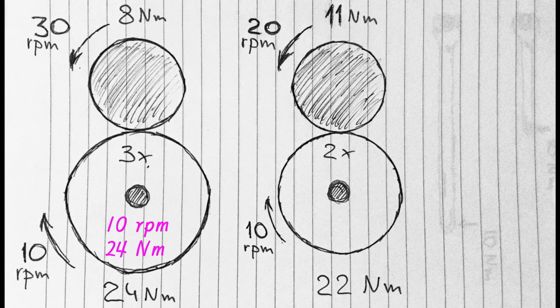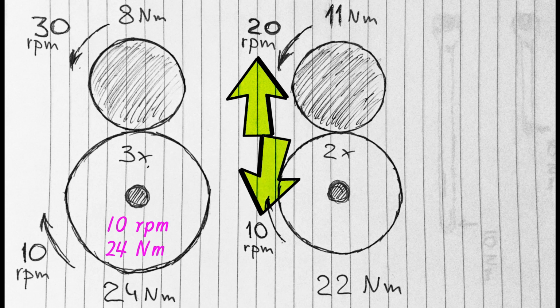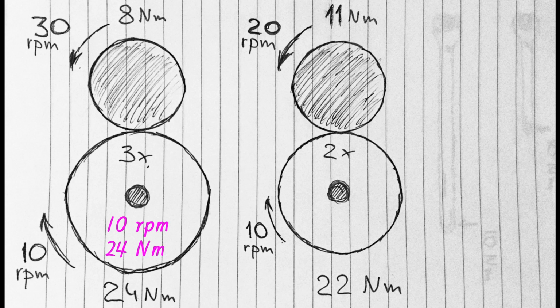To that gear we're going to connect another gear which is 2 times bigger, and because it's 2 times bigger, it's going to spin 2 times slower. So 20 RPM will convert into 10 RPM, and exactly the opposite is going to happen with torque. 11 Newton meters will turn into 22 Newton meters.